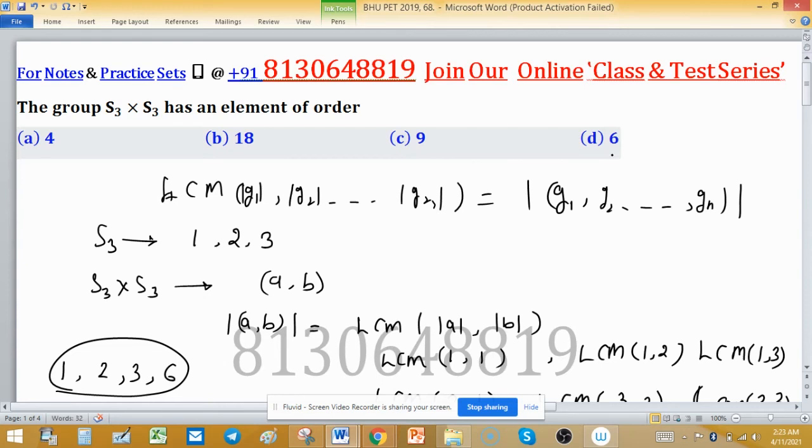The order of an element in the direct product S3 cross S3 can never be 18, 9 or the others. So option D is correct.